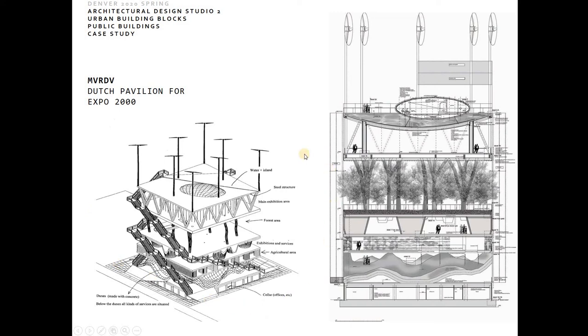And you can see in this figure the cellar offices here, the agriculture area here, the exhibition services here, the forest area, main exhibition area, the structural system, the water and island. And you can find a whole small city, with what is necessary for the people and necessary for the society.